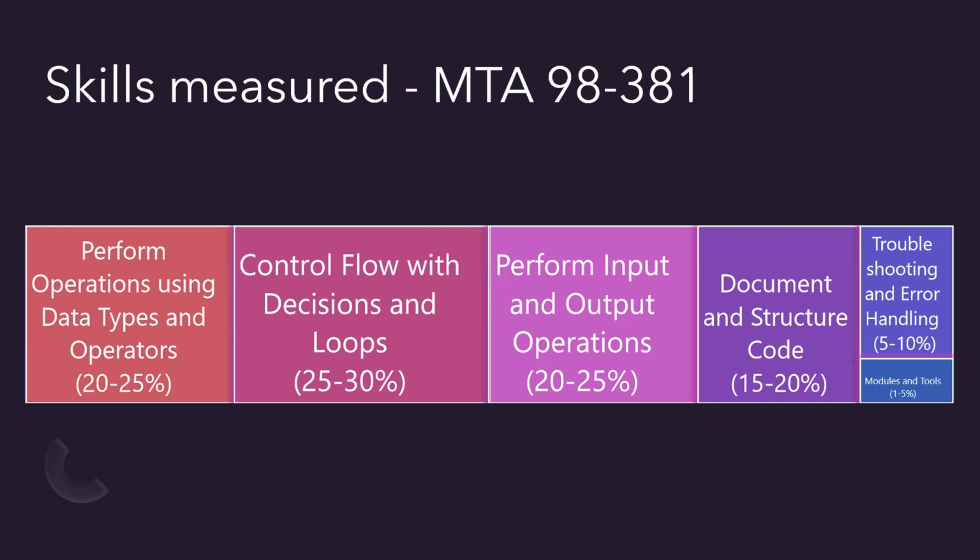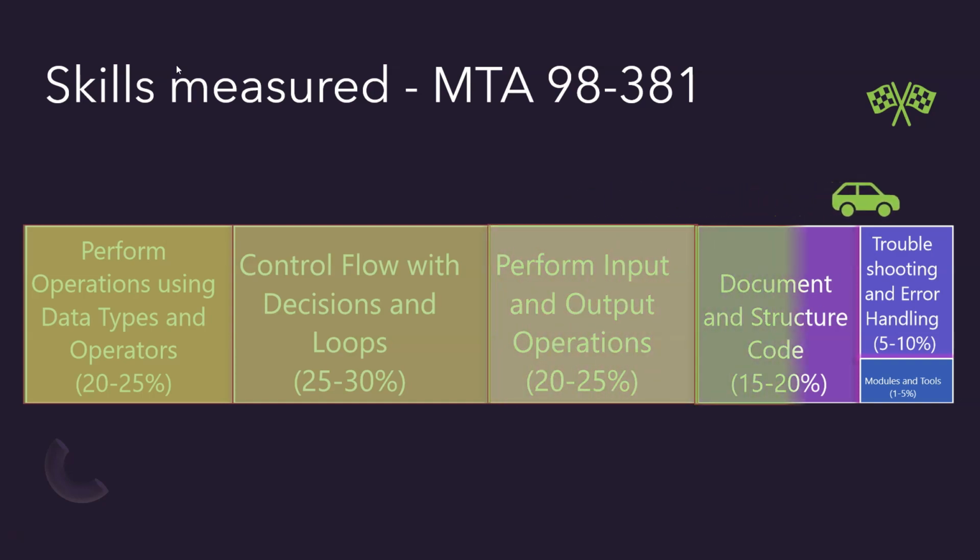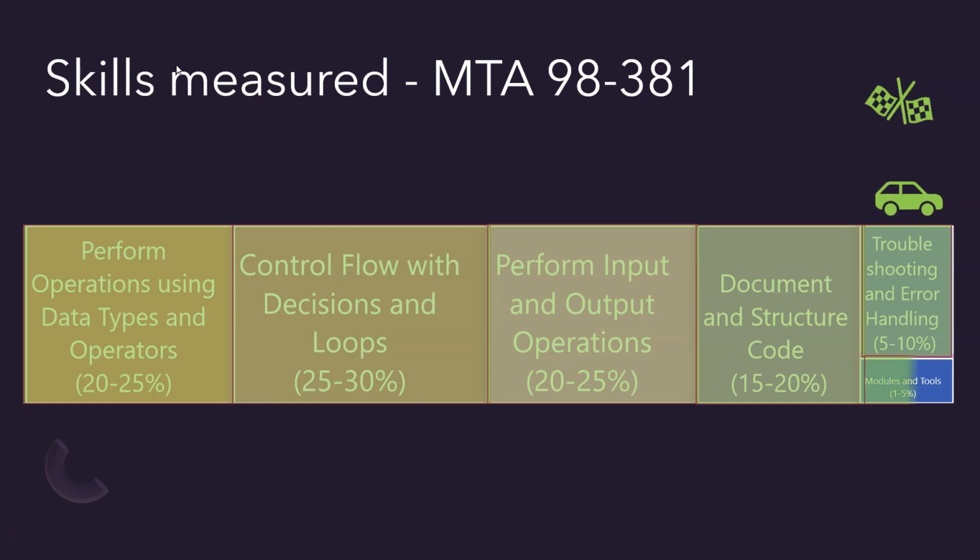The box size represents the percentage as per Microsoft. So here we start and we need to reach the end. We start with data types and operators. After that we'll cover control flow using decisions and loops, and then there will be some exercises around input and output operations. Then we'll cover document and structure. At the end there are details on troubleshooting and error handling, and we will conclude with the various types of modules available for Python. That's where we'll finish this course and we'll be able to clear the exam.